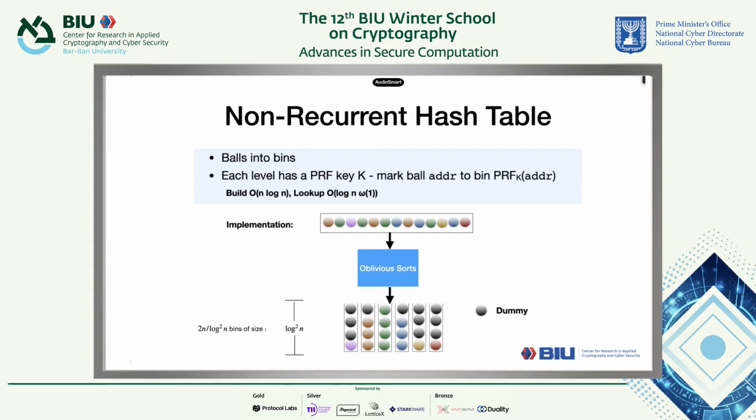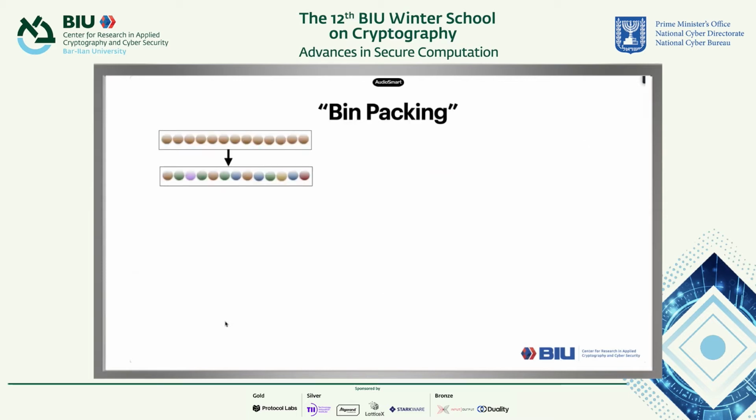So the size of each bin is going to be something like polylog in n. Let's say it's log squared n. And so the number of bins is going to be 2n over log squared n. Okay, so this is what is called bin packing.